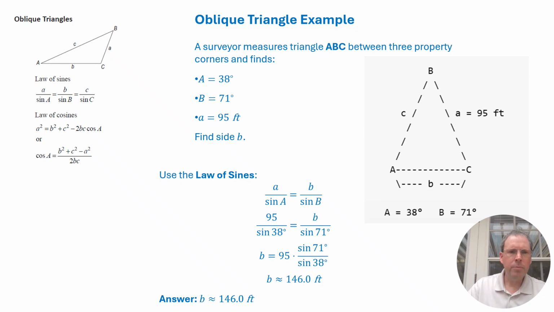Oblique triangle example. You have the law of sines and cosines here. For example, a surveyor measures a triangle between 3 property corners and finds you have an A angle of 38, B is 71 degrees for this angle, and you have one side that is 95. Find side B, this side here. You can set this up with the law of sines, put in the terms, and solve for that B side, 146 feet.